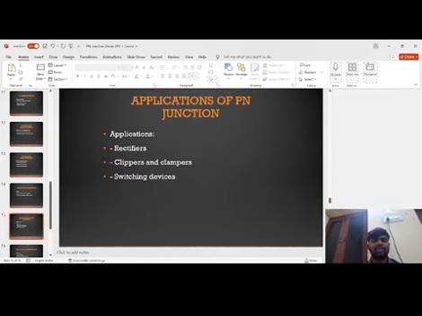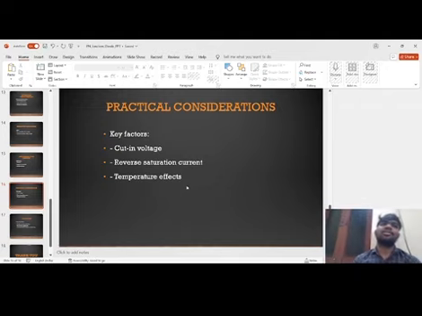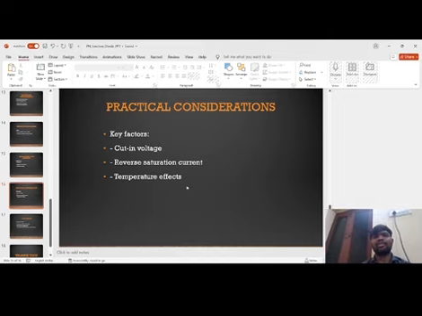This is the application of PN junction diode. We can use the PN junction diode in rectifiers, clippers, clampers and switching devices. Practical considerations are cut-in voltage, reverse saturation current and temperature effects. In most electronic components, connections are made in reverse bias, like UJT, BJT.